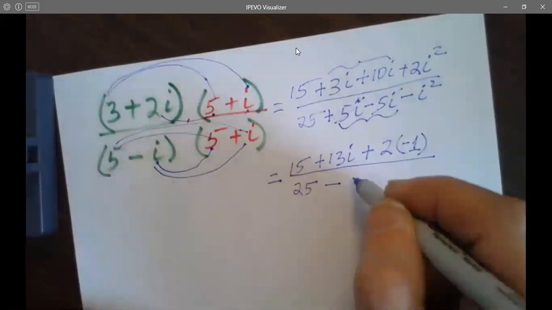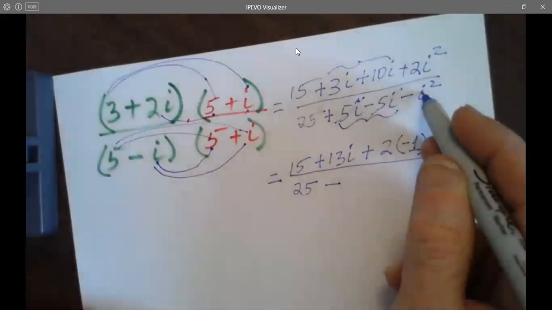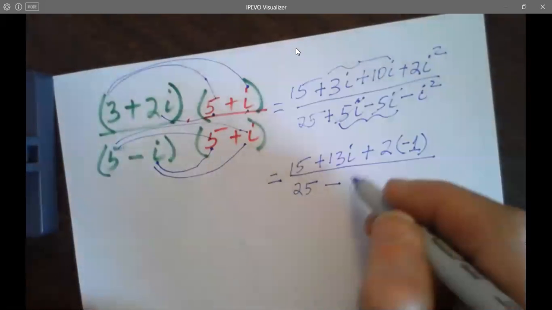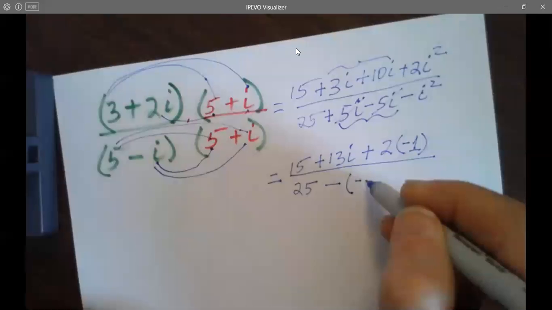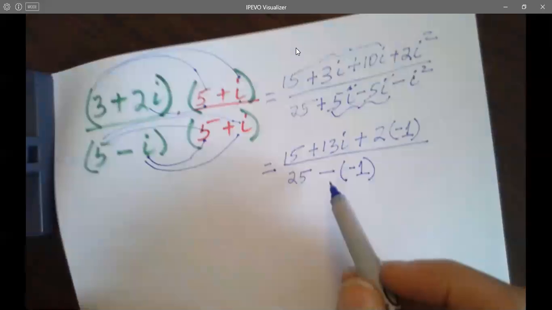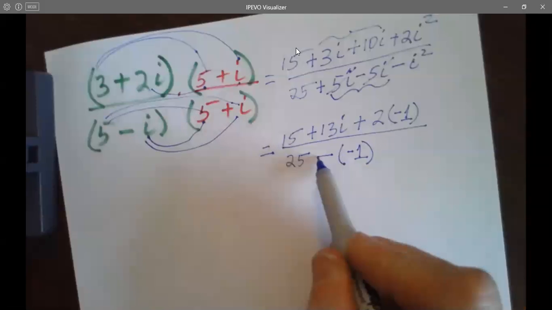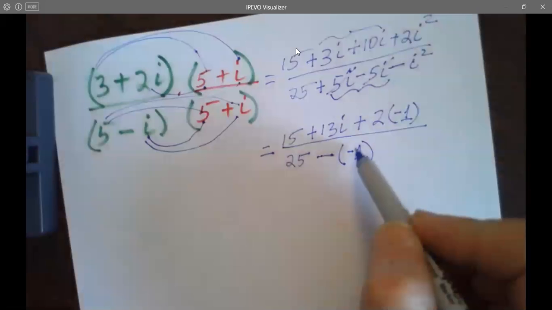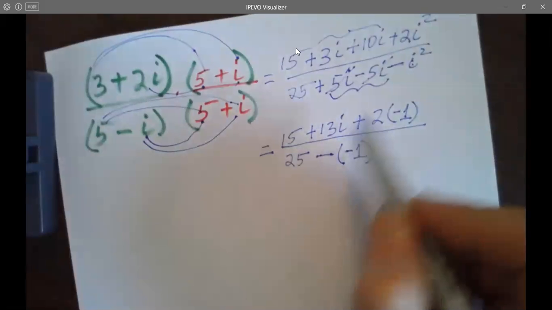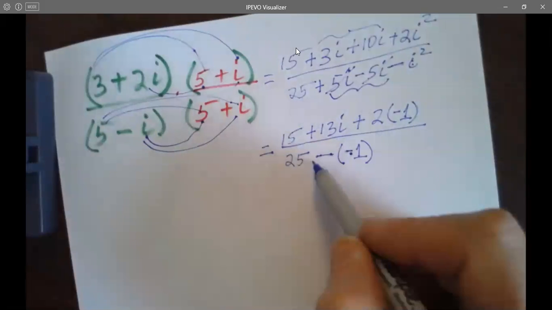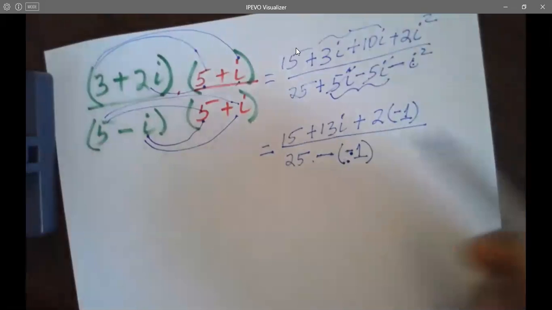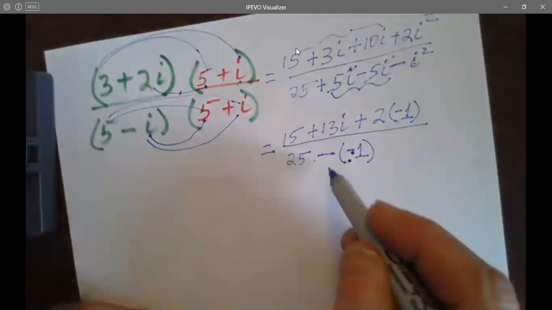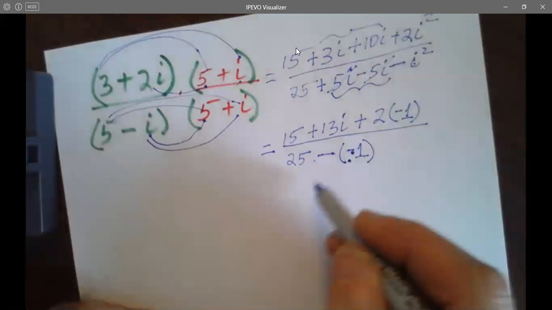Minus, and then the i squared changes to a -1 again, right? But this is where people tend to have some issues: this minus is the minus for the equation. This minus is the minus for the i squared. So there's two negatives, so you've got to have them both. So negative times negative, the negatives become a positive, right?